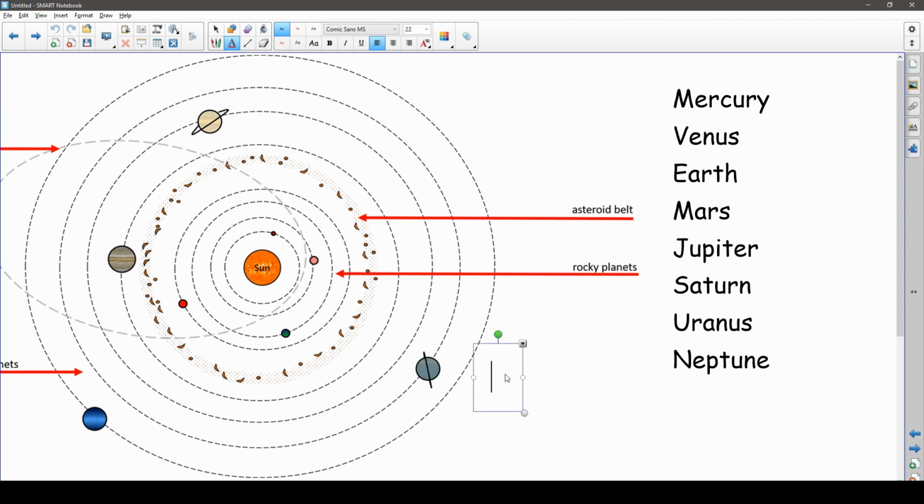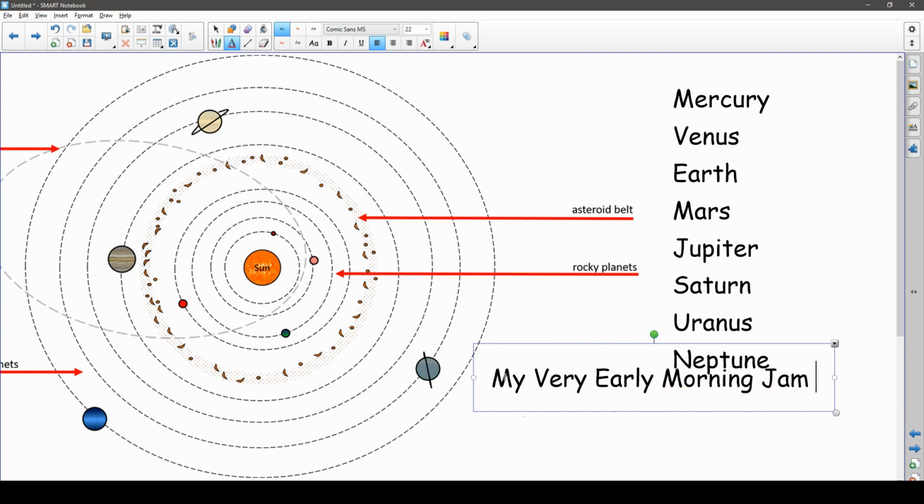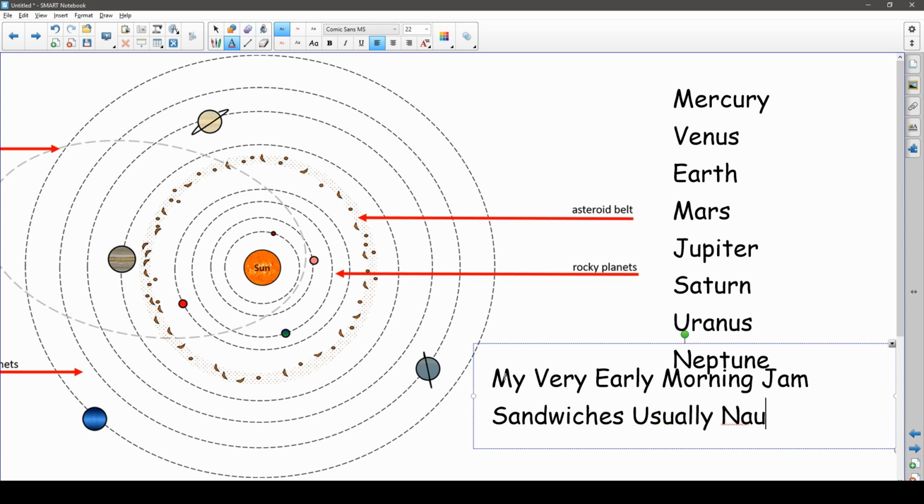Now I like to have this one with my very early morning jam sandwiches, usually nauseate, even though I'm pretty sure that's not how you spell nauseate. There we go. That doesn't look right either, but we'll go with that.